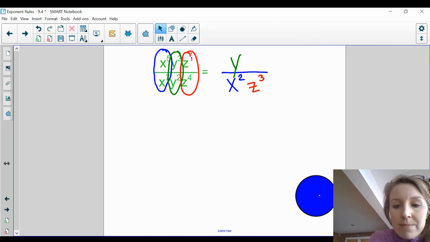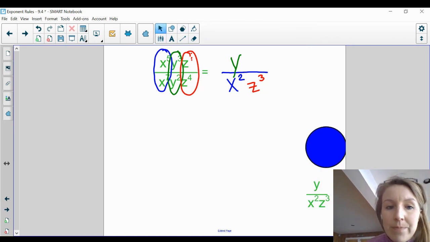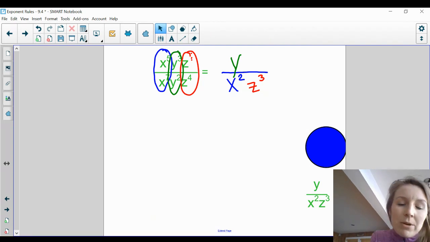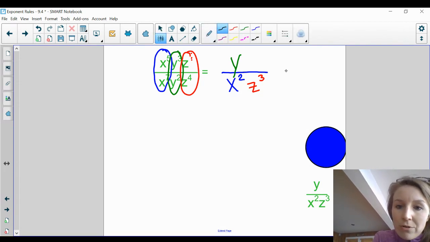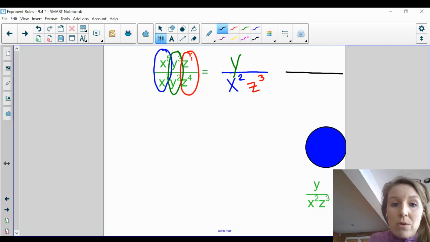looks like this. Okay. If I were you, when you have a question like this, start by drawing out your new fraction. And then as you go one thing at a time, place it accordingly in your numerator or denominator. Remember, positive exponents only.